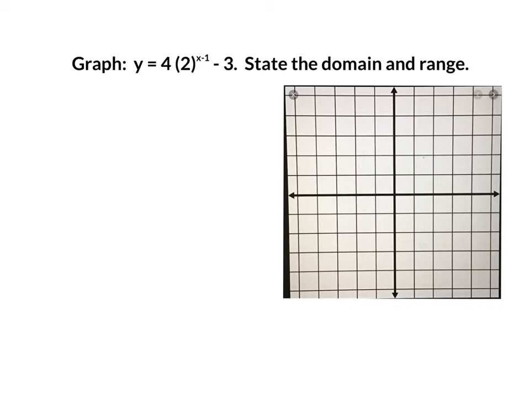One thing about this, I'm going to try to graph this without doing a whole lot of work. Let's see what happens if we can do it. First of all, it's been shifted down 3, which means my asymptote is not the x-axis. That's that red line I'm drawing right there. That's my new asymptote because it's been shifted down 3.